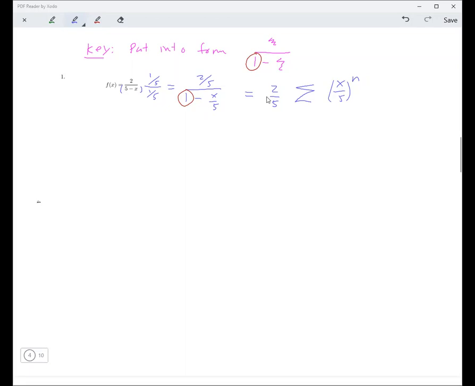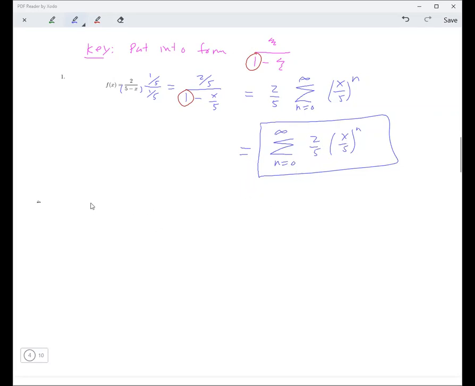So 1 over 1 minus x over 5 is going to be this right here. It's going to be that series. And I can put the 2/5 back in, like that, and we get this. Okay, so that's going to be our series.